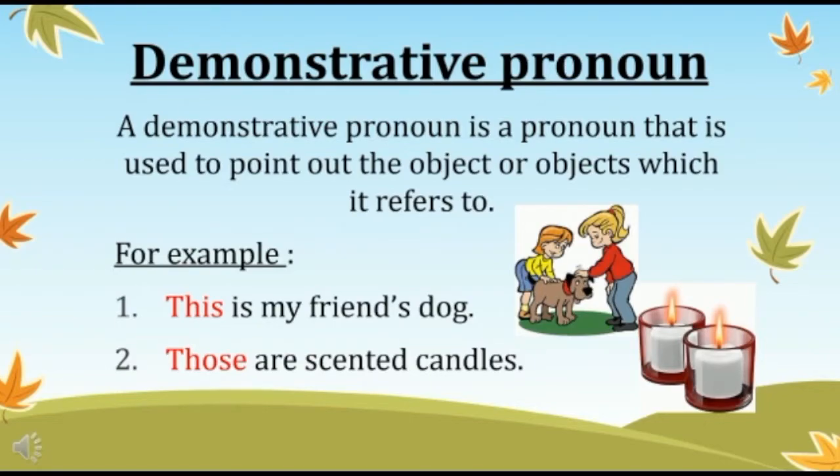For example, this is my friend's dog. Those are scented candles. In these sentences, this and those refer to the nouns dog and candles respectively.